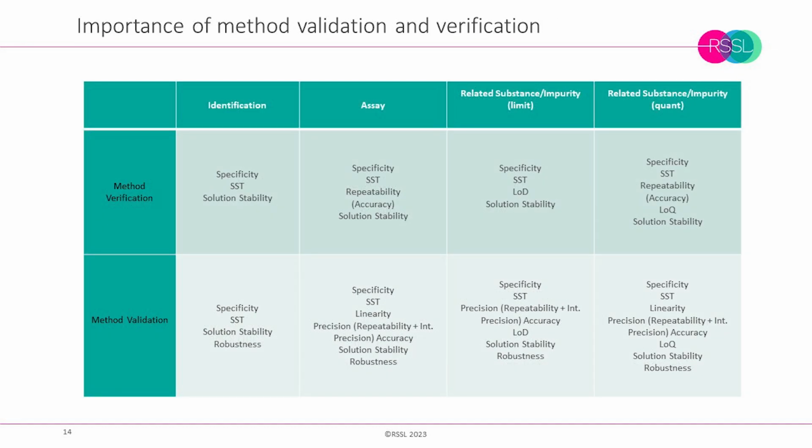Just to illustrate this point, this slide shows a summary table including the parameters that should be assessed for an identification, assay, impurity limit, and impurity quantitative test for method verification and validation, respectively. These are in line with the requirements stipulated by the USP, and for validation also line up with the expectations set by the International Committee for Harmonization of Compendial Methodologies.